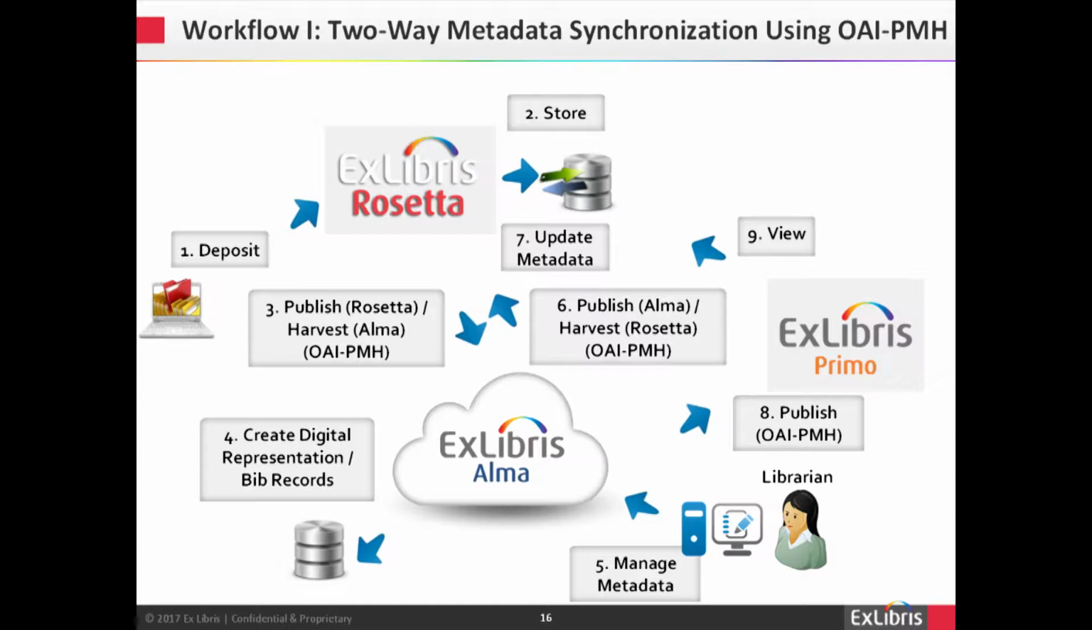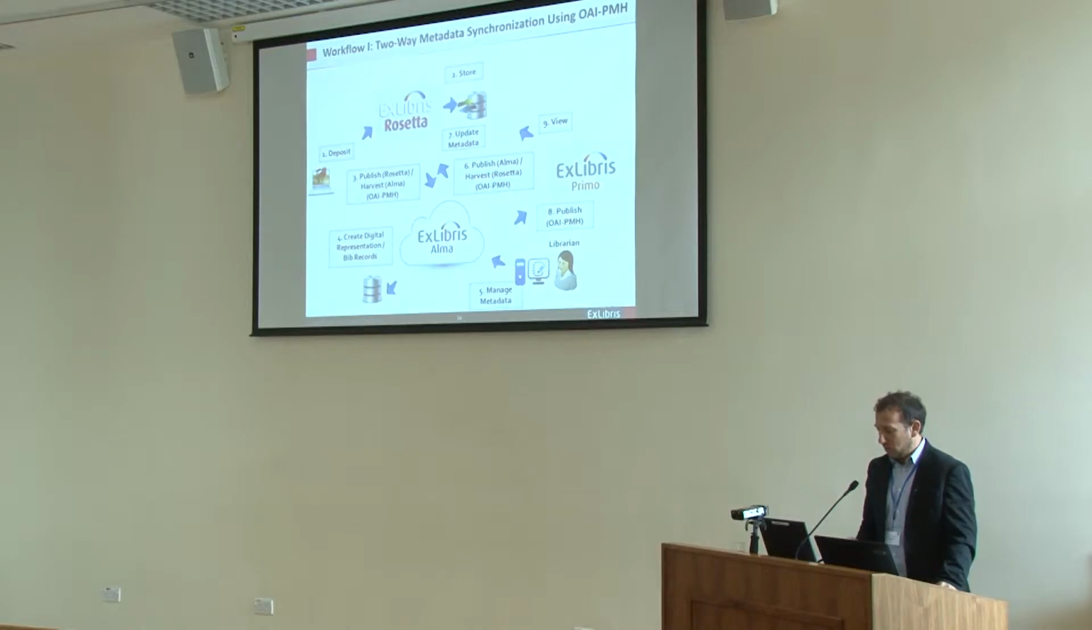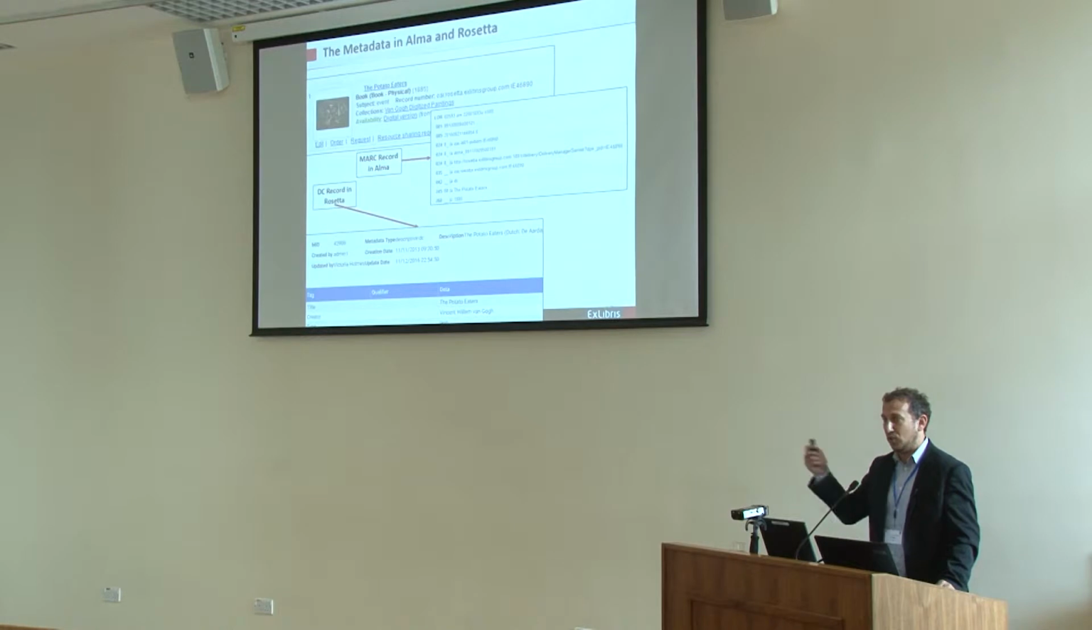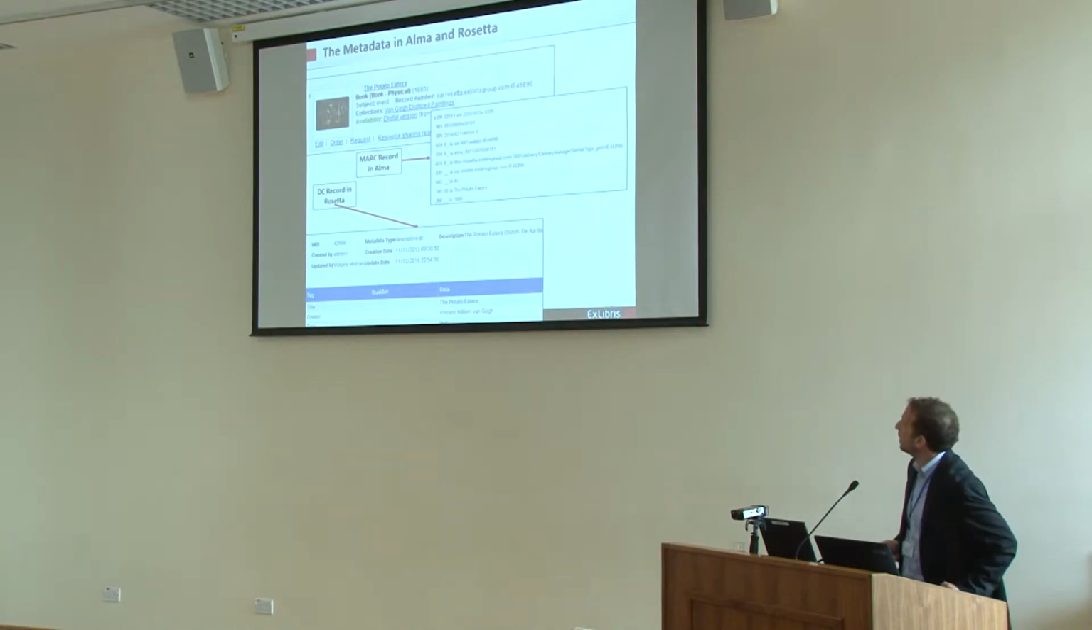And the basic one is the two-way metadata synchronization over OAI, where it enables you to edit content, edit metadata in ALMA using the familiar UI in one place. So one place to manage different types of content, edit there in MARC, and then it will be synced with Rosetta and preserved there, and also move to Dublin Core in Rosetta.